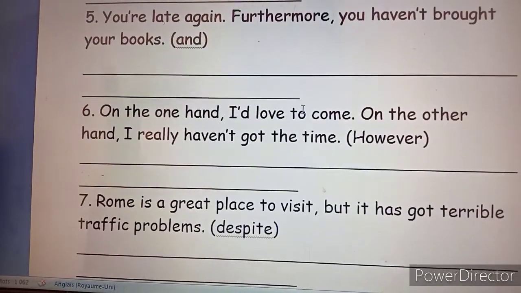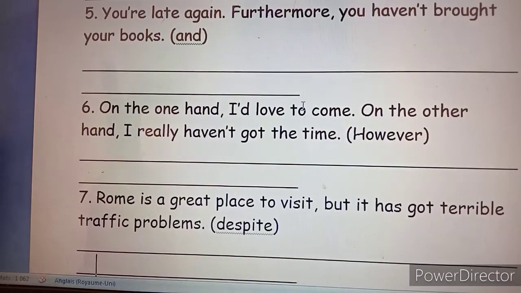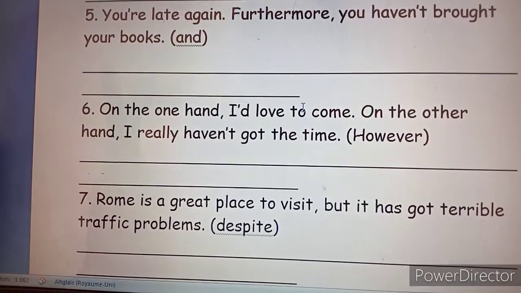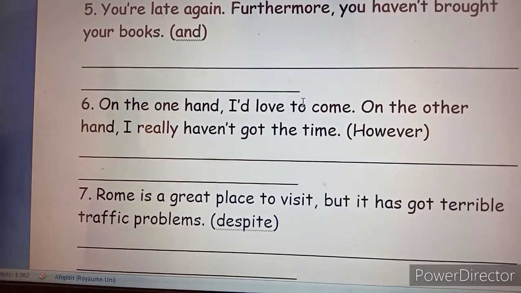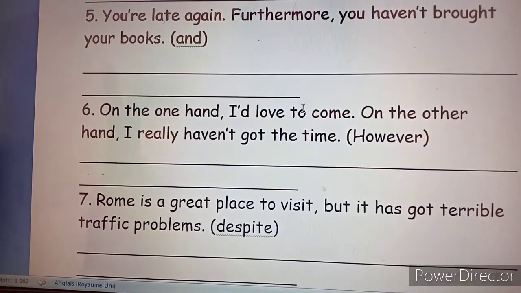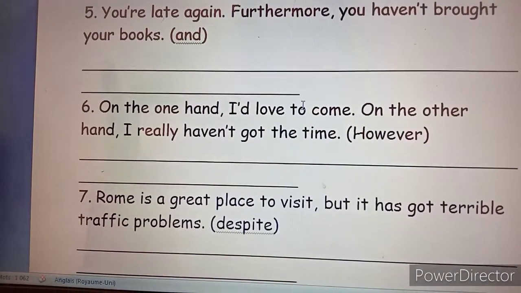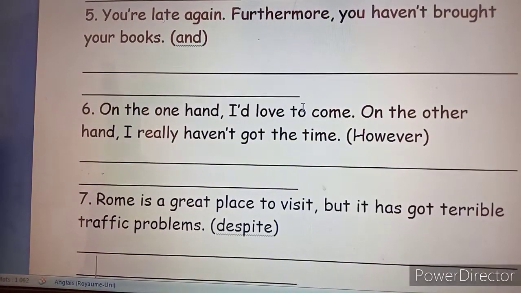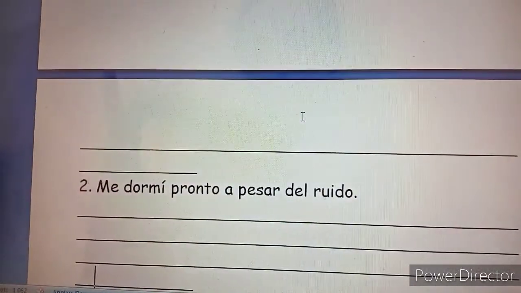Number 7. Rome is a great place to visit, but it has got terrible traffic problems. So here we will remove but and we will put despite instead. Clear? So now let's move to the correction of this exercise.